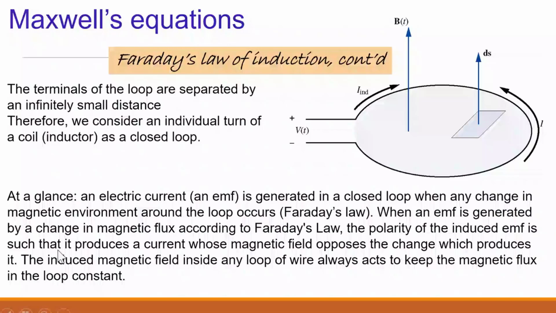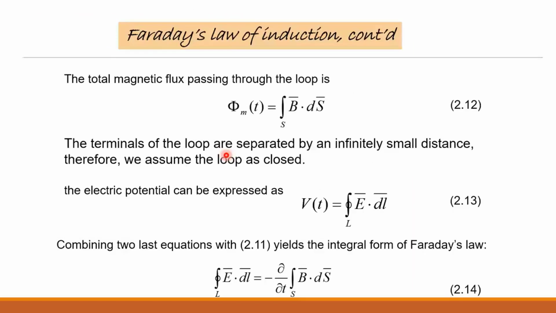When an EMF is generated by a change in magnetic flux, according to Faraday's law, the polarity of the induced EMF is such that it produces a current whose magnetic field opposes the change which produces it. So the EMF is induced, that EMF gives a current, which we call the induced current, and the field produced by this induced current will oppose the rate of change of flux. So the induced magnetic field inside any loop of wire always acts to keep the magnetic flux in the loop constant.